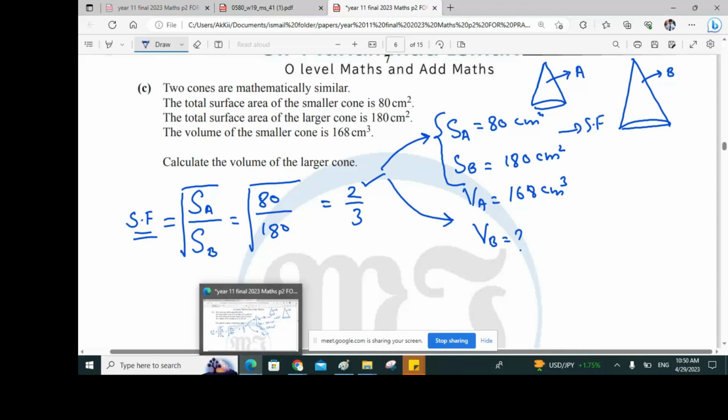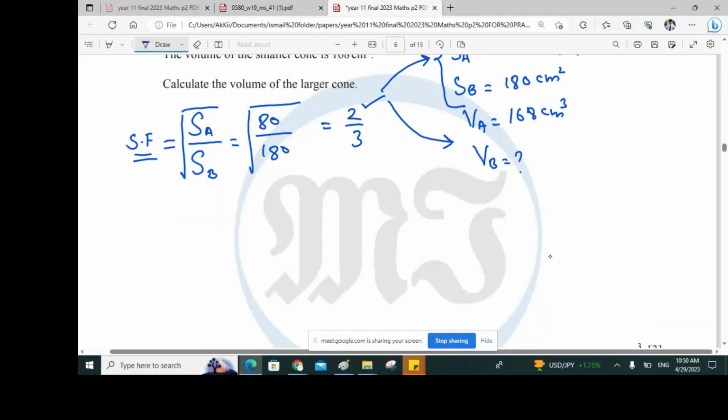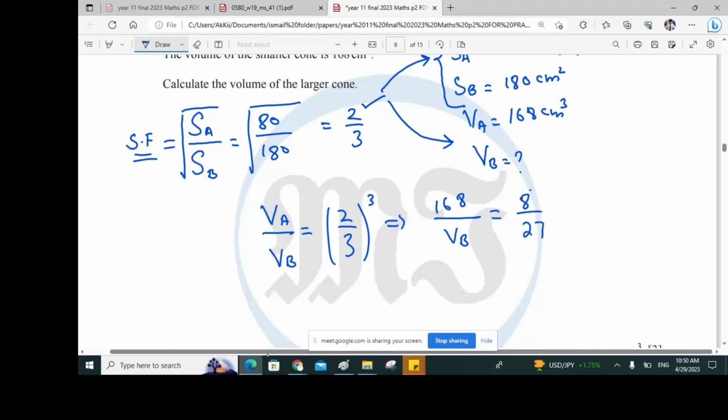So here I am going to use this second formula, this one, volume. Okay, and what will I do? I will simply say the volume of A divided by volume of B is equal to 2/3's whole cube, right? So volume of A is given as 168, so I'll put 168 over here. It implies that 168 divided by volume of B, unknown, is equal to 8 upon 27, right?